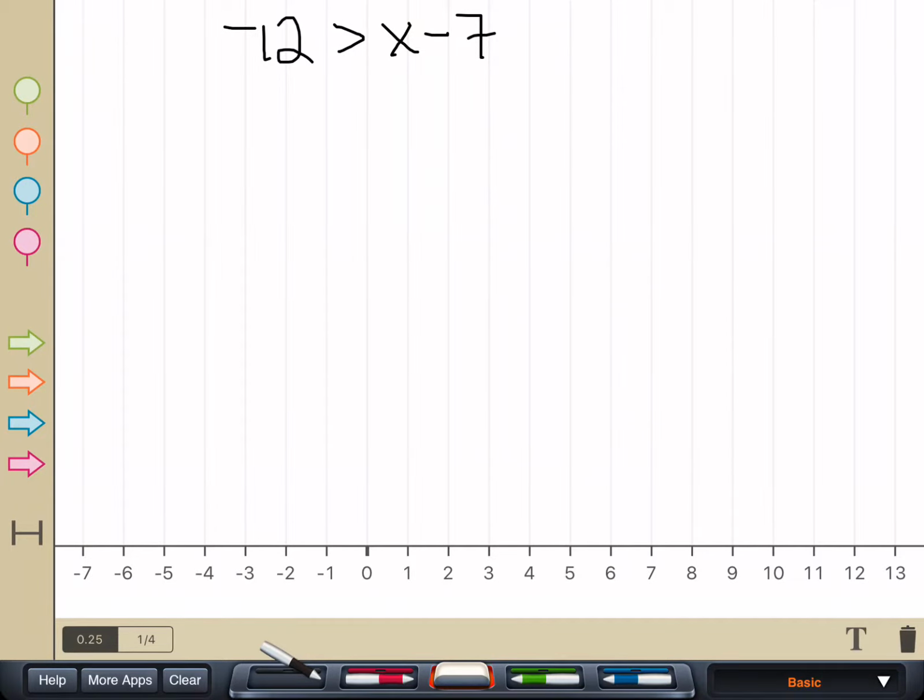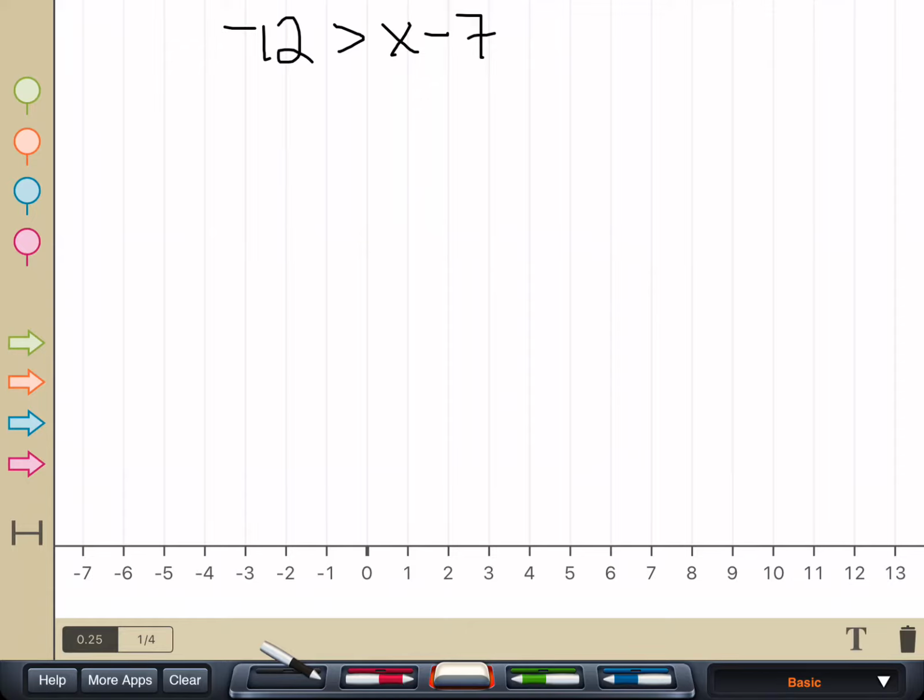Okay, hi. So here's a little video to help you solve inequalities, and we have one written up top. Negative 12 is greater than x minus 7. So to solve the inequality, we need to isolate x, and so we do that by taking away, in this case, the constant, which is negative 7.